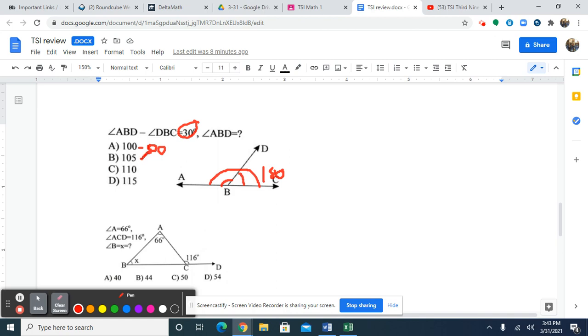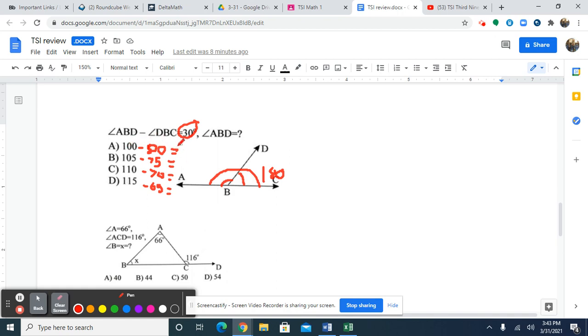If 105, 75. If it's 110, then it has to be 70. And 115 is 65. So again, they all have to be equal to 180. But then it tells us that the difference between the two is 30.